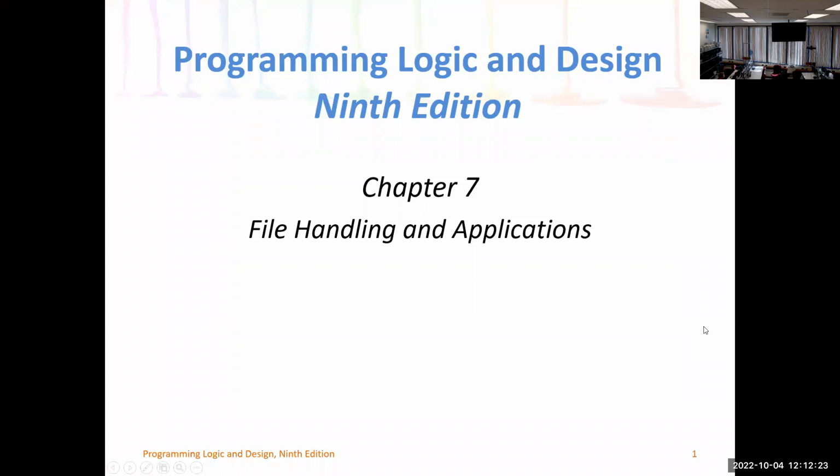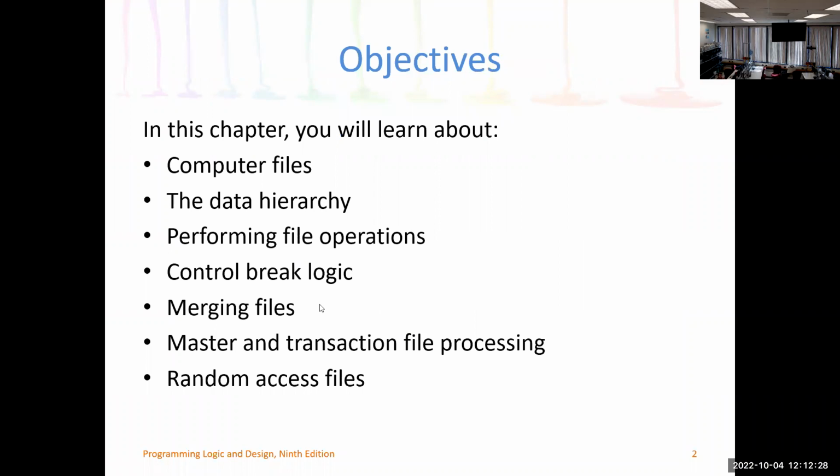Okay, so let's go with the lecture, chapter 7, about file handling and application. In this chapter, you learn about the computer file, the data hierarchy, performing the file operation, control break logic, merging file, master and transaction file processing, and random access file here.